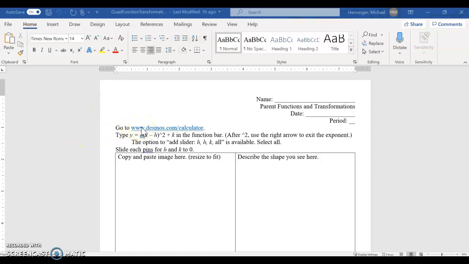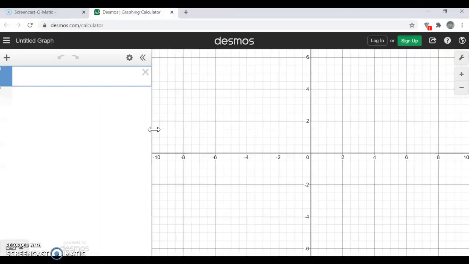Go to www.desmos.com/calculator. You can either type that into your browser, or if you hover over it with your mouse, okay, see how my mouse is blinking? Press Control and then click on it. It should take you to the website. Okay, now here we are, desmos.com.